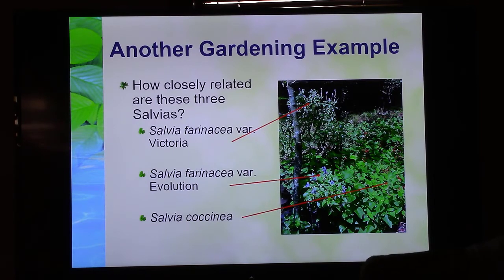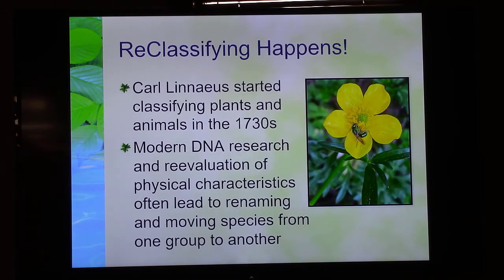Okay? So, that's how that works. So, we've talked about Carolus Linnaeus classifying things. We have been classifying things since 1730. Okay? Long time. But modern DNA research and reevaluation of physical characteristics often leads to moving things around.